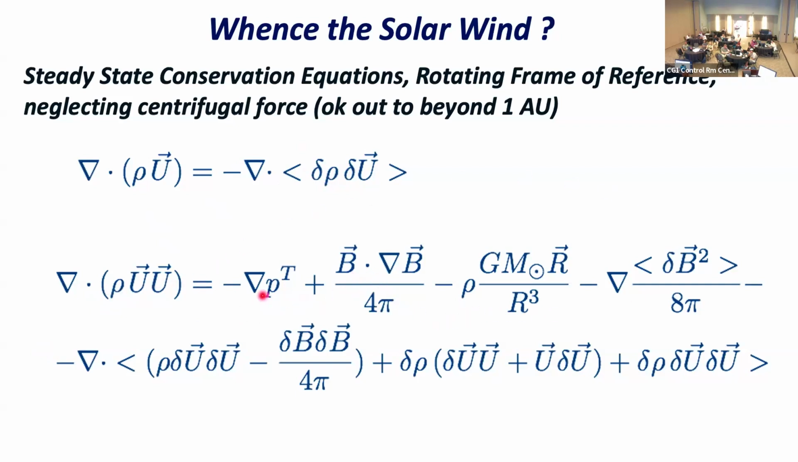You have the gradient of total pressure, B squared over 8 pi is in there. If there's a J cross B force, it's included. The only place you might have some J cross B forces is where the solar wind is ripping open magnetic field lines in the neighborhood between open and closed.